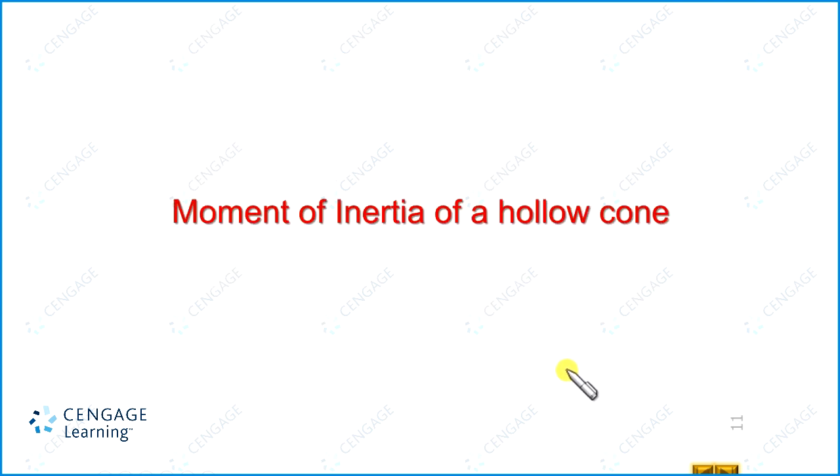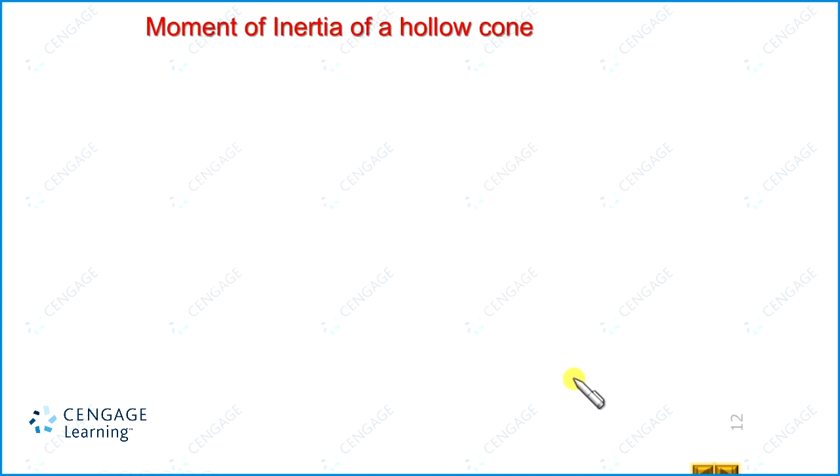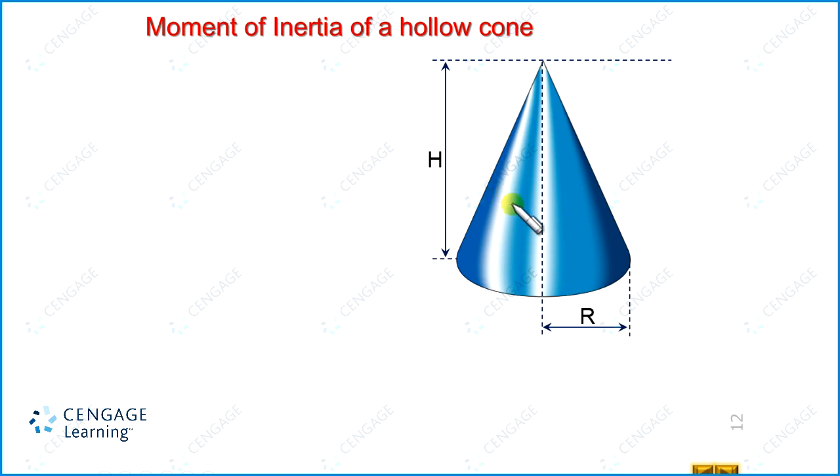Let us consider a hollow cone of base radius capital R and height capital H. In this hollow cone, mass is distributed over the surface. Let us consider this distribution to be uniform, right? So we can consider this hollow cone is made of a number of elemental rings placed coaxial about the axis of the cone, about this dotted line, right?